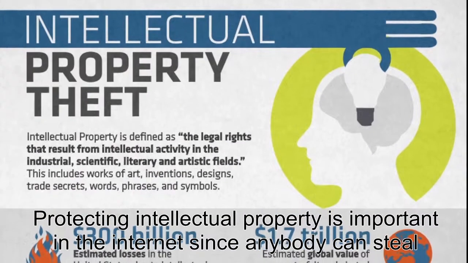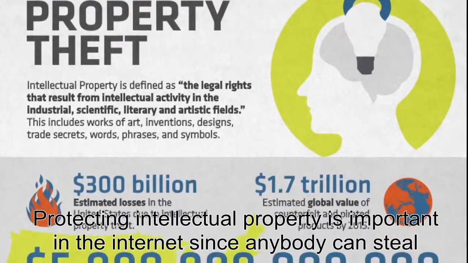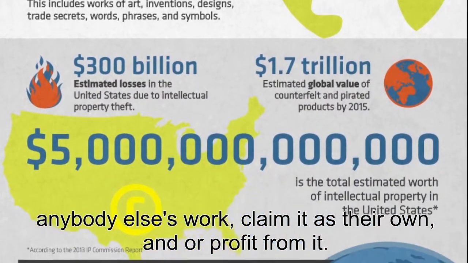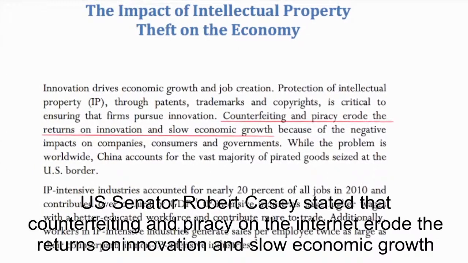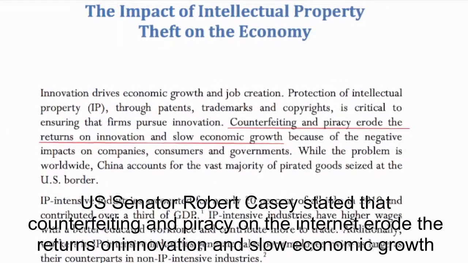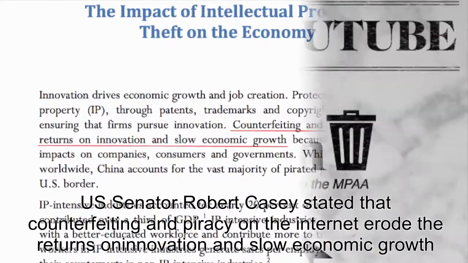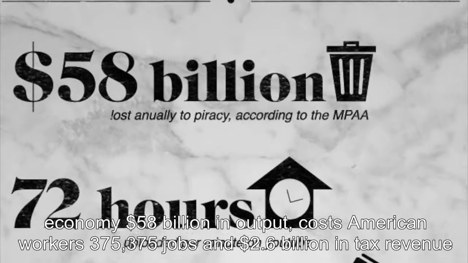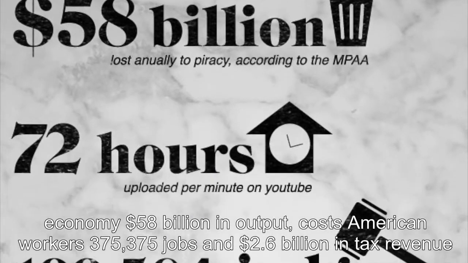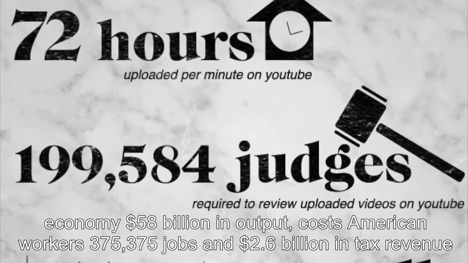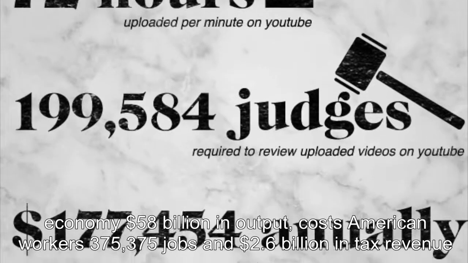Protecting intellectual property is important in the internet since anyone can steal someone else's work, claim it as their own, and or profit from it. U.S. Senator Robert Casey stated that counterfeiting and piracy on the internet erode the returns of innovation and slow economic growth. In fact, in a Senate report, it was stated that copyright piracy cost the U.S. economy $58 billion in output, cost American workers 375,000 jobs, and $2.6 billion in tax revenues.